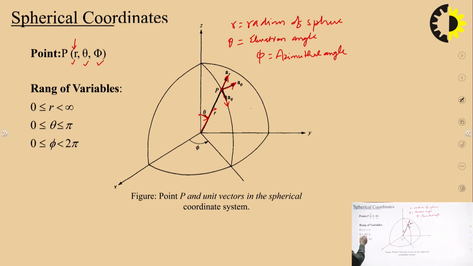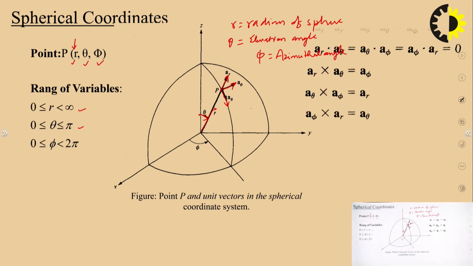and theta, you can see here, can vary from 0 to pi, or otherwise minus pi by 2 to plus pi by 2, and phi makes a whole circle, that's why it lies from 0 to 2 pi, right. So this is the range of the variables that you need to understand in the spherical coordinate system, right.